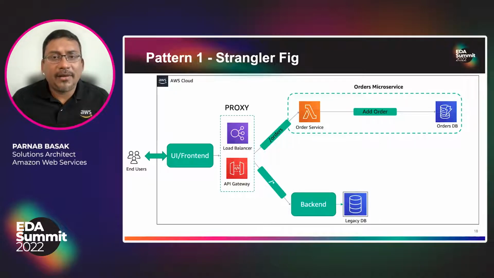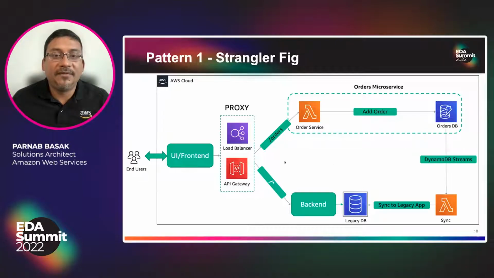Now, if you have a requirement to sync this order data back to the legacy database, then you can use a feature of DynamoDB called DynamoDB Streams. Let me talk about what a DynamoDB Stream is. A DynamoDB Stream captures a time-ordered sequence of item-level modifications in any DynamoDB table and stores this information in a log for up to 24 hours. Essentially, it is an ordered flow of information about changes to items in a DynamoDB table.